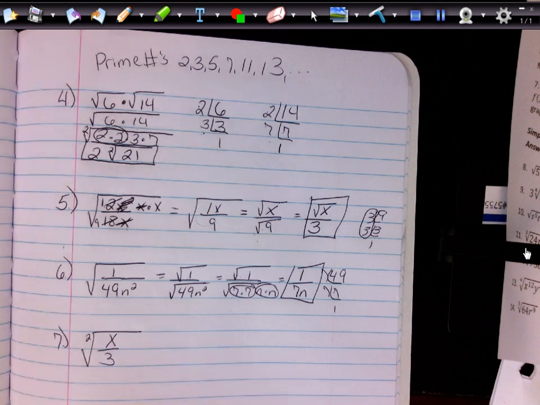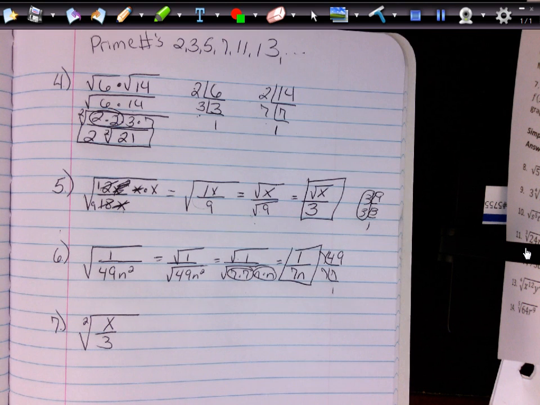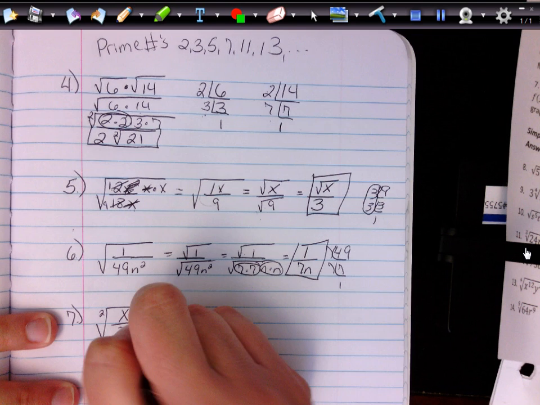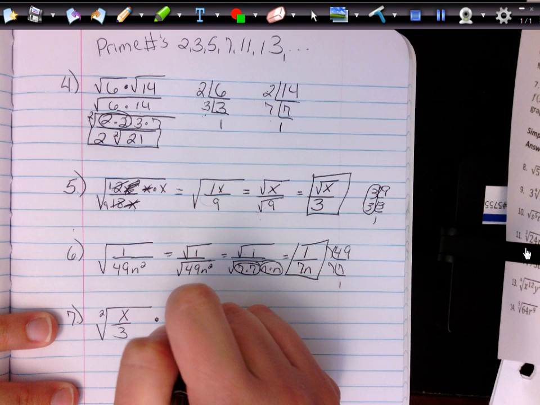All right, go ahead and write down number 7. Number 7 says the square root of x divided by 3. So again here, I'm going to do the same thing. I'm going to see if there's anything I can reduce in there, and there's not. I can't reduce x over 3. So I'm going to go ahead and split up and say the square root of x over the square root of 3.